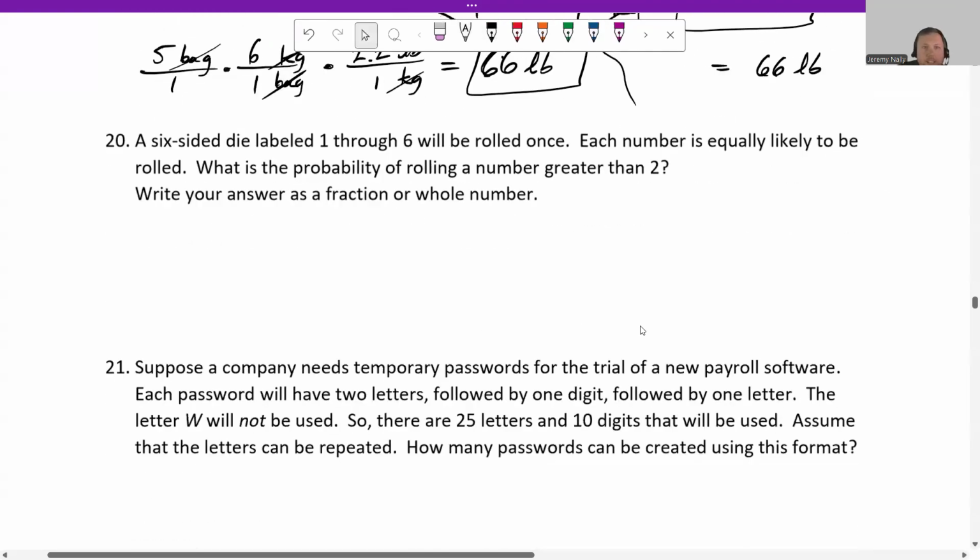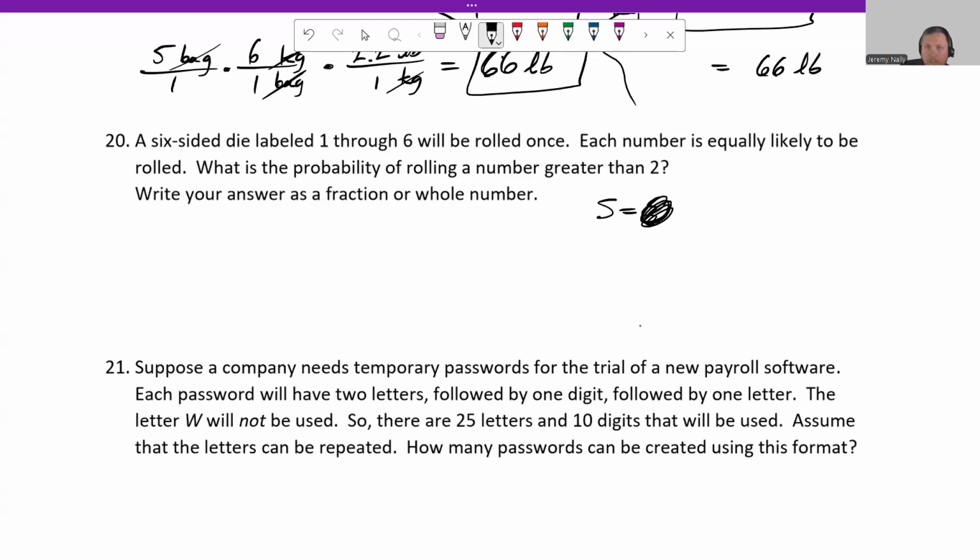A six-sided die labeled 1 through 6 will be rolled once. Each number is equally likely to be rolled. What is the probability of rolling a number greater than 2? So we can recall that our sample space is 1, 2, 3, 4, 5, 6. The event is numbers in the sample space that are greater than 2.